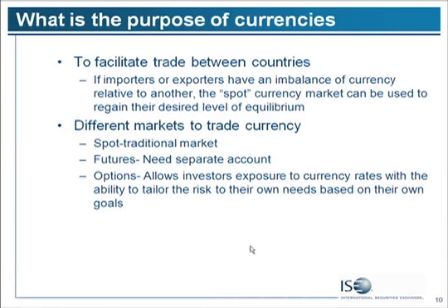What's the purpose of currencies? Well, the purpose of currencies is to facilitate trade between countries. If importers or exporters have an imbalance of currency relative to another, the spot currency market can be used to regain their desired level of equilibrium. There are different markets to trade currency, so you can trade through what's called a spot or cash account. You can trade futures. You'll need a separate account for that. And for the options that we trade at the ISE, you just need to be options enabled.